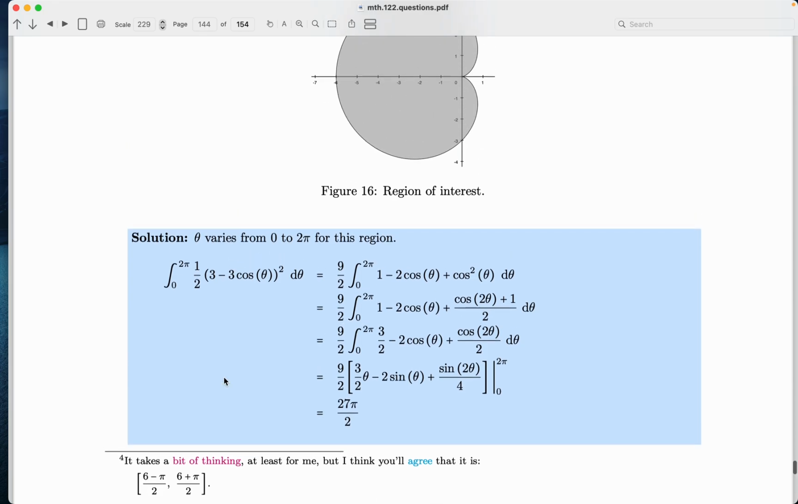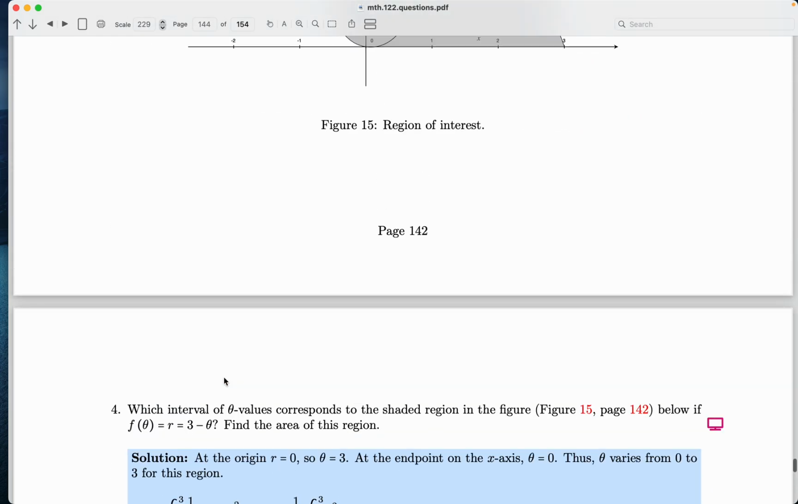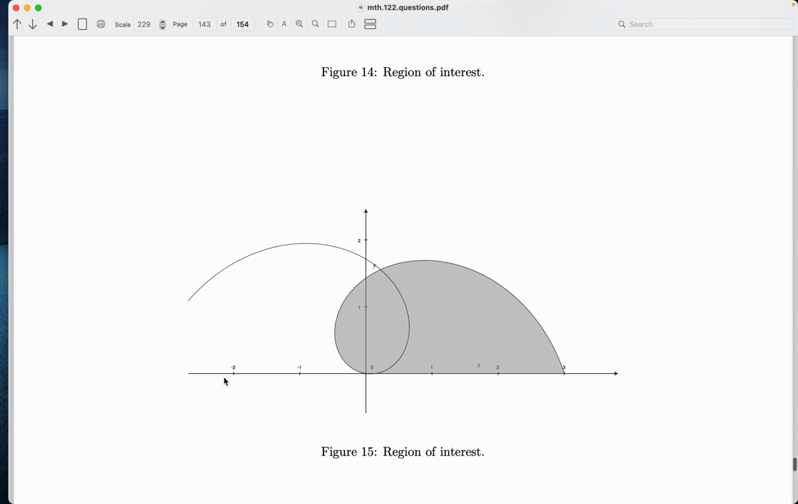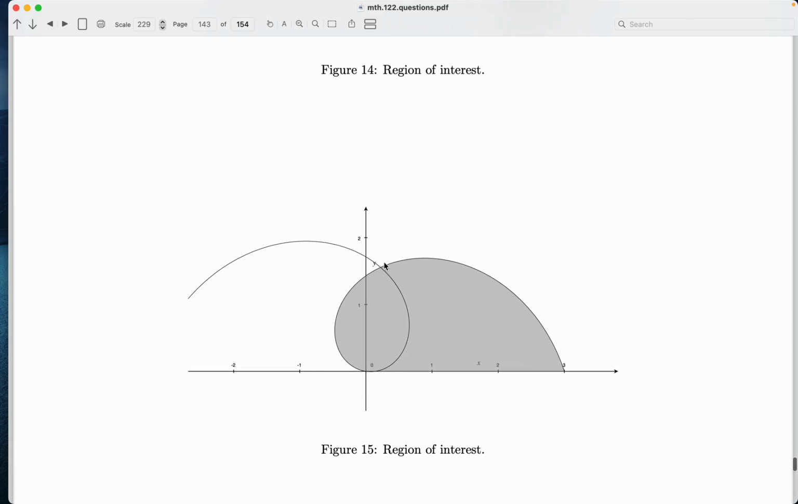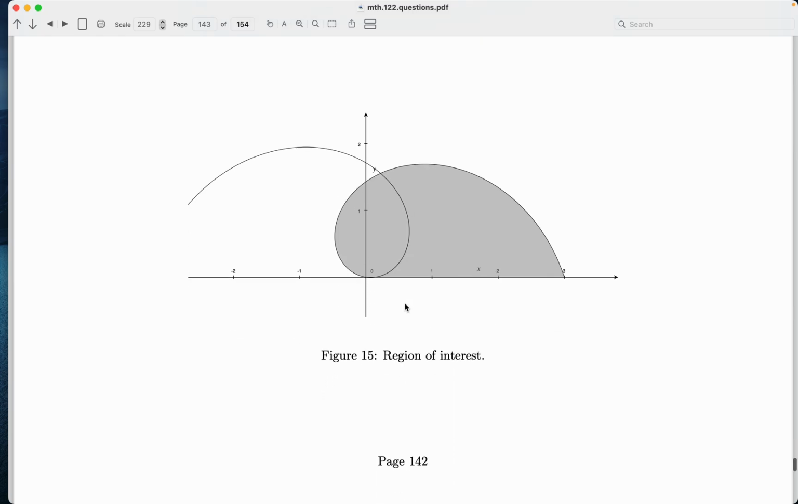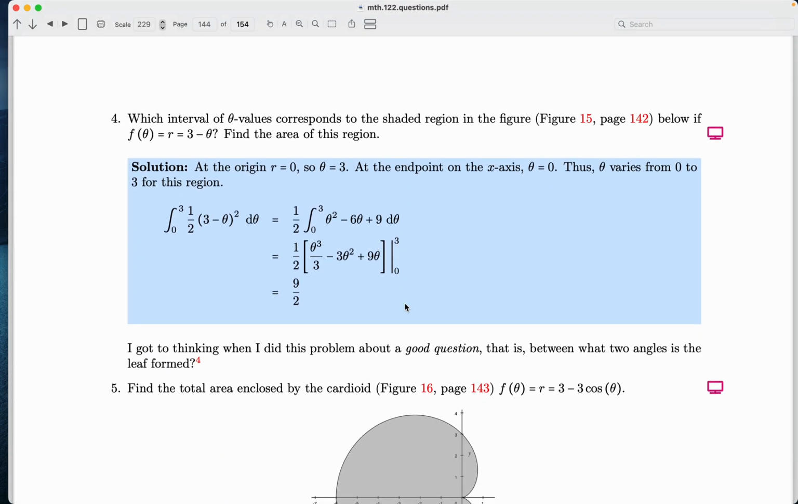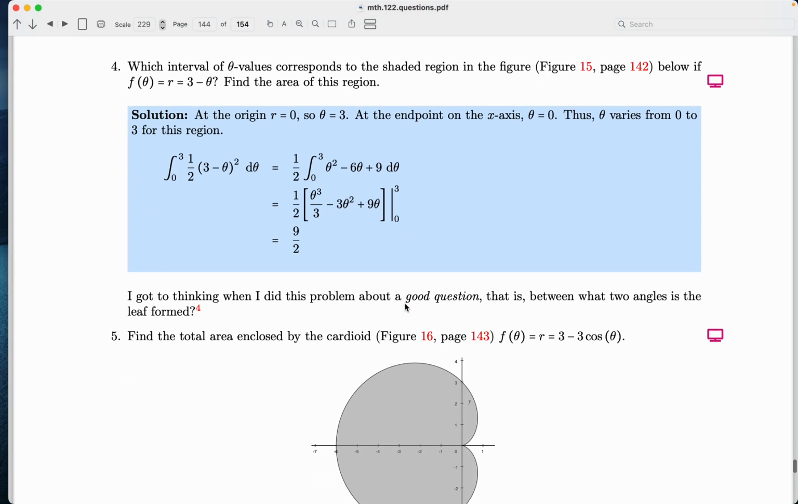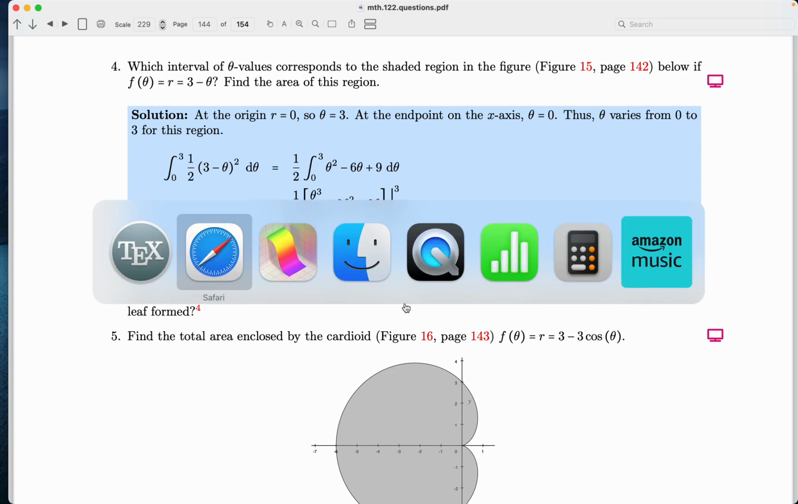So what I'm going to do in the machine is I'll do this over here. My take in this problem is this is r equals 3 minus theta, and I'm saying that the leaf, which again is just this thing over here, occurs between those two numbers. I use a variety of software, and the software I want to talk about now is Wolfram Alpha. I'll go to that, and I'll explain what I did.